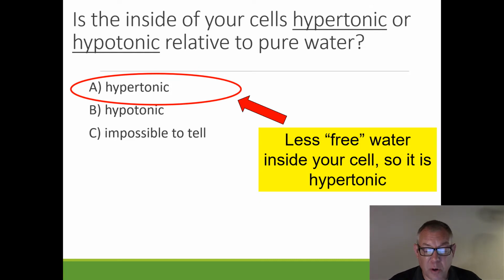Well, the answer is hypertonic, right? You got more stuff in your cells. That means you have less free water relative to pure water. Pure water is just nothing but free water. There's nothing else. And so the inside of your cell would be hypertonic.